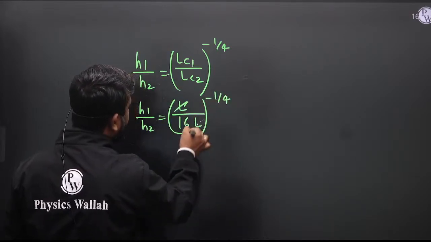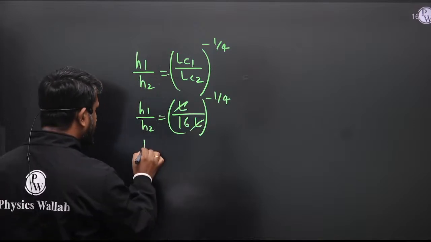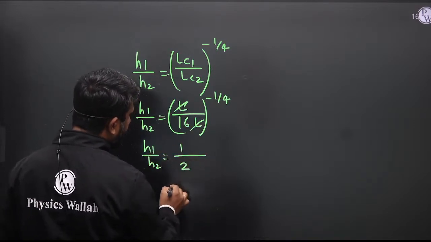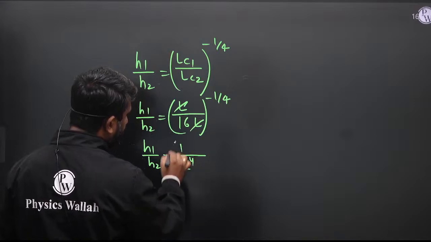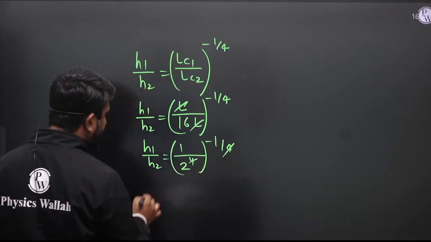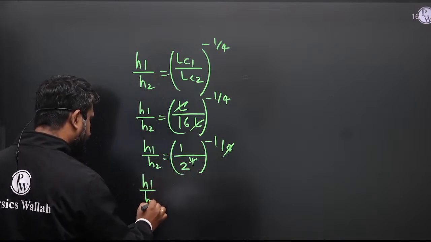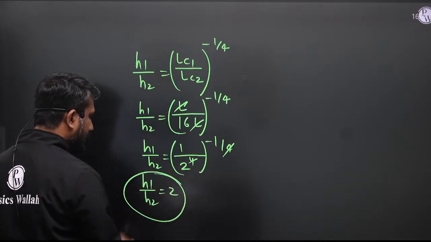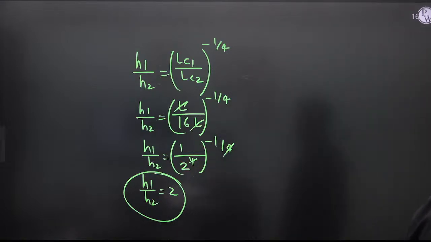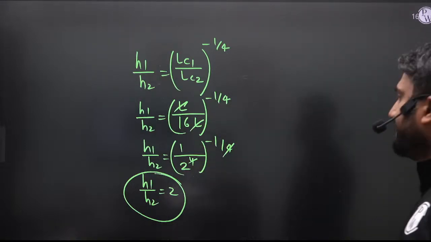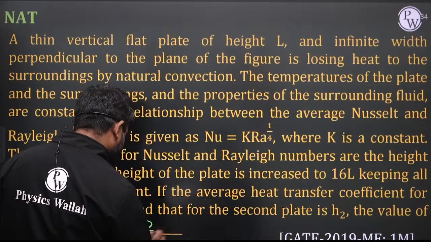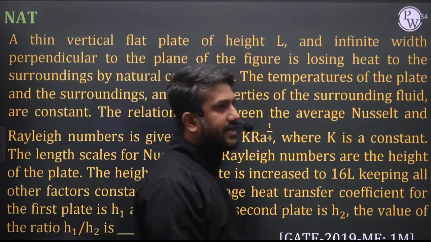So L and L cancel out. This is H1 by H2, which is 1 upon 2 to the power 4, to the power minus 1 by 4. 4 and 4 cancel out. So H1 by H2 is 2. Right, H1 by H2 is equal to 2. So the correct answer is H1 by H2 is 2. This is the correct answer.